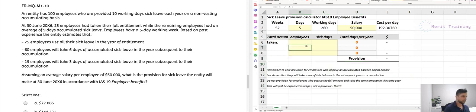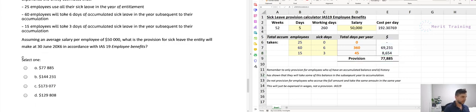Okay, cool. So what we're going to do is ignore the 25 employees, so we're going to put in 25, 0 so it doesn't show up. The next one we're going to do is 60 employees. So we're going to take 6 days and they're going to take that in the subsequent year. So what this is doing here is saying there's 360 days that we need to be provisioning for. That's 6 days of accumulated leave times 60 employees, and then this just times that by the cost per day, because that's in days. And then we need to add in the 15 employees who take 3 days, so that's 45 days. You times that by the cost per day, you add this up, that's the provision total, so that's 77,885, so the answer is A.